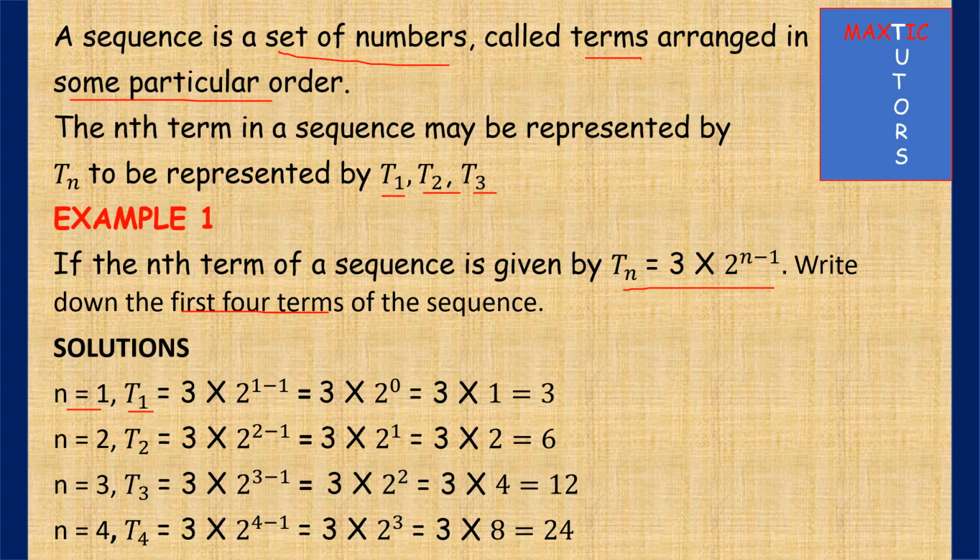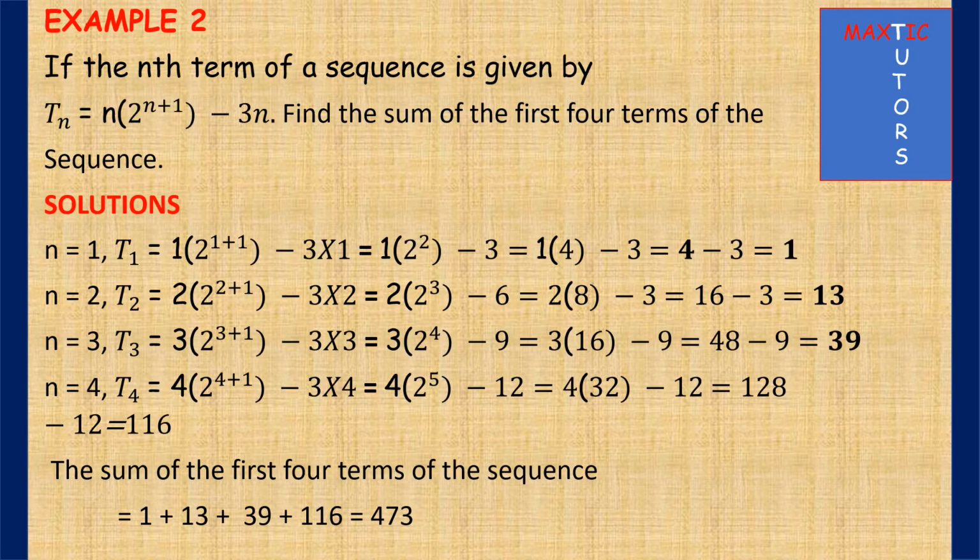When n equals 2, then you have T2. And when you substitute n equals 2, your final answer becomes 6. When n equals 3, which is T3, and you substitute n equals 3, the final answer becomes 12. When n equals 4, which is T4, and you substitute n equals 4, then your final answer is 24. Let's go. Example 2.